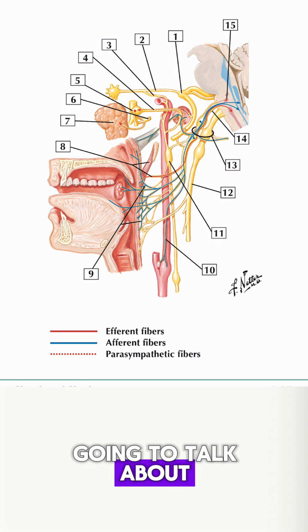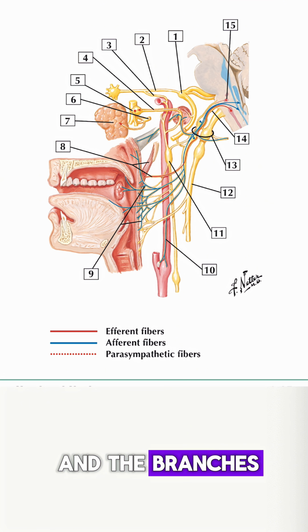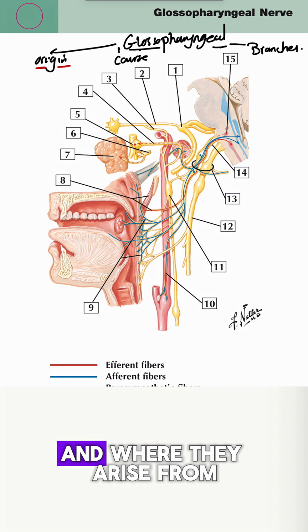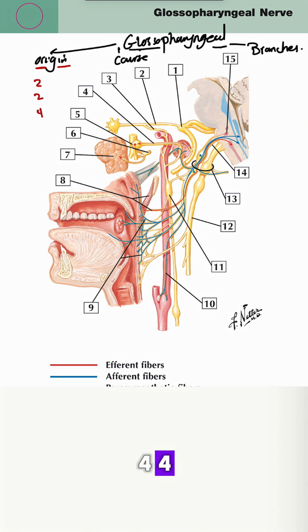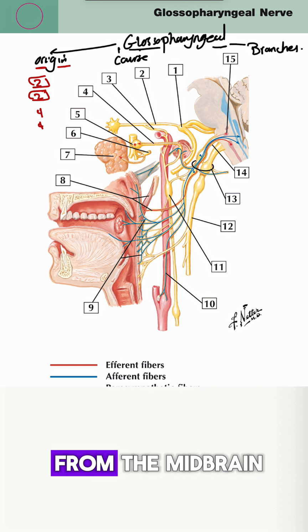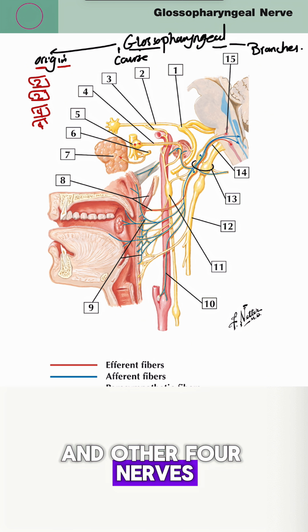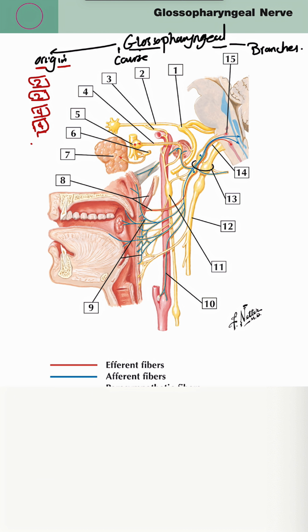In this video, I'm going to talk about the glossopharyngeal nerve: the origin, the course, and the branches. In the previous video, we talked about the cranial nerves in general and where they arise from. And we mentioned a rule called the 2-2-4-4. This means 2 nerves coming from the cerebrum, 2 nerves coming from the midbrain, 4 nerves coming from the pons, and the other 4 nerves coming from the medulla oblongata. The last 4 nerves will be 9, 10, 11, and 12.